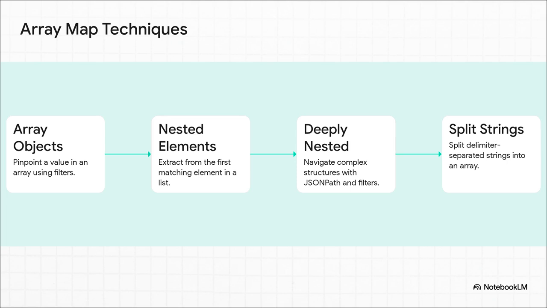We're going to look at 4 different ways to handle these lists. We'll start with pulling data from a simple array, then see how to handle nested elements, then we'll dive into navigating really deep and complex data structures, and finally, I'll show you a super practical trick for when your lists are disguised as a single string of text.